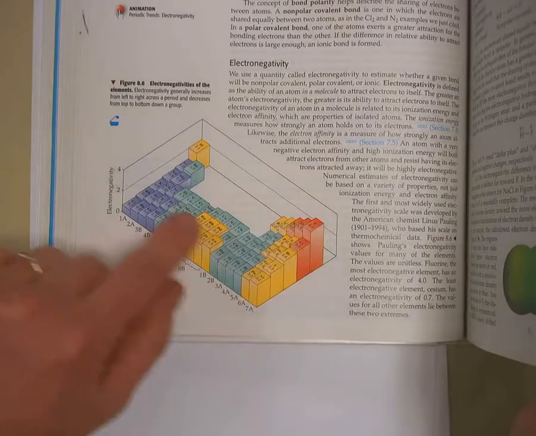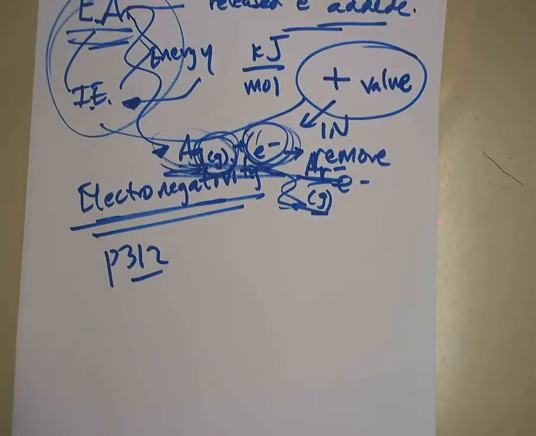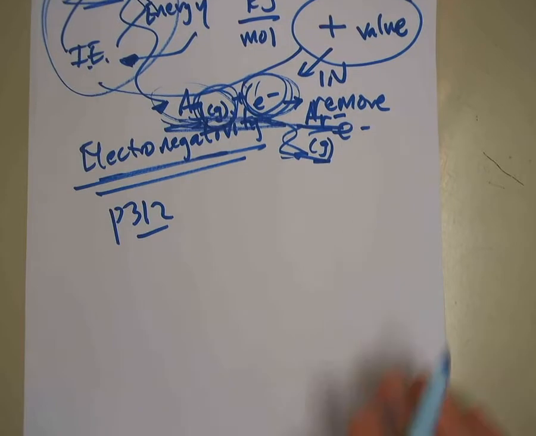Electronegativity is just a rating scale, and it gives a numerical value right there. Electronegativity is defined as the ability of an atom in a molecule to attract an electron to itself. Notice it's in a molecule, it's not an atom by itself.